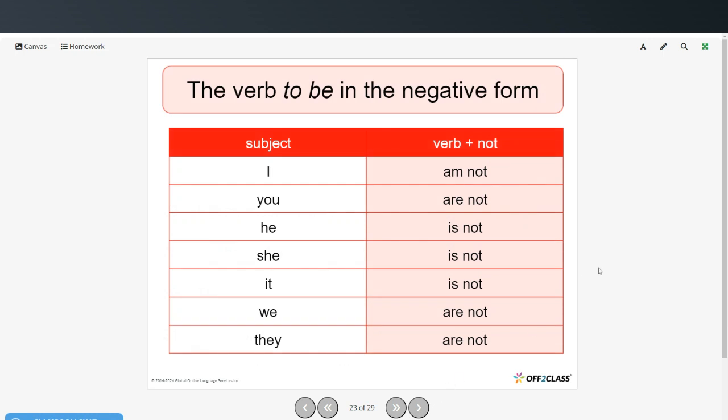Now we're going to look at to be in the negative form. So for the negative, everything stays the same. We just add not after the form of to be. So I am not, you are not, he is not, she is not, it is not, we are not, they are not.